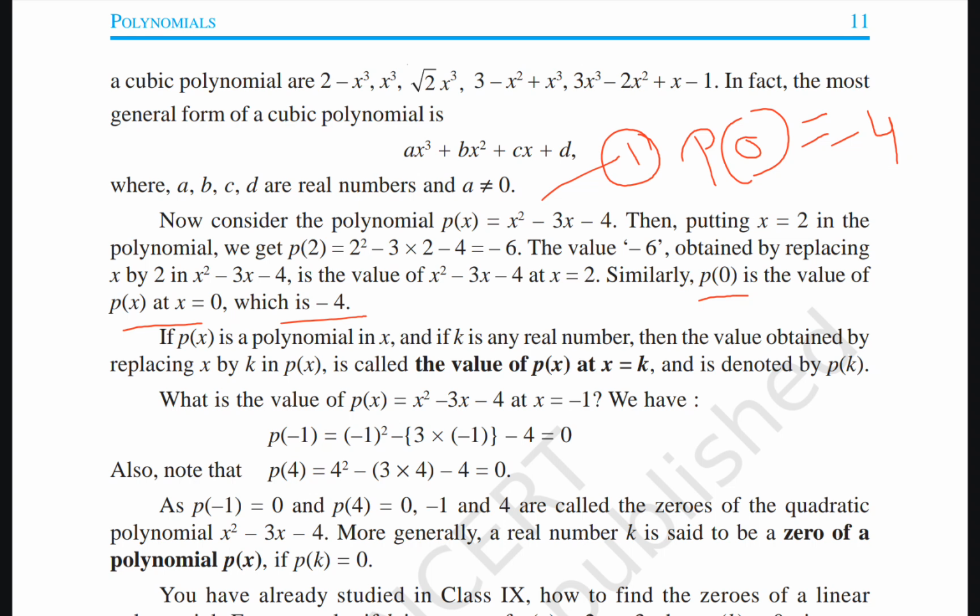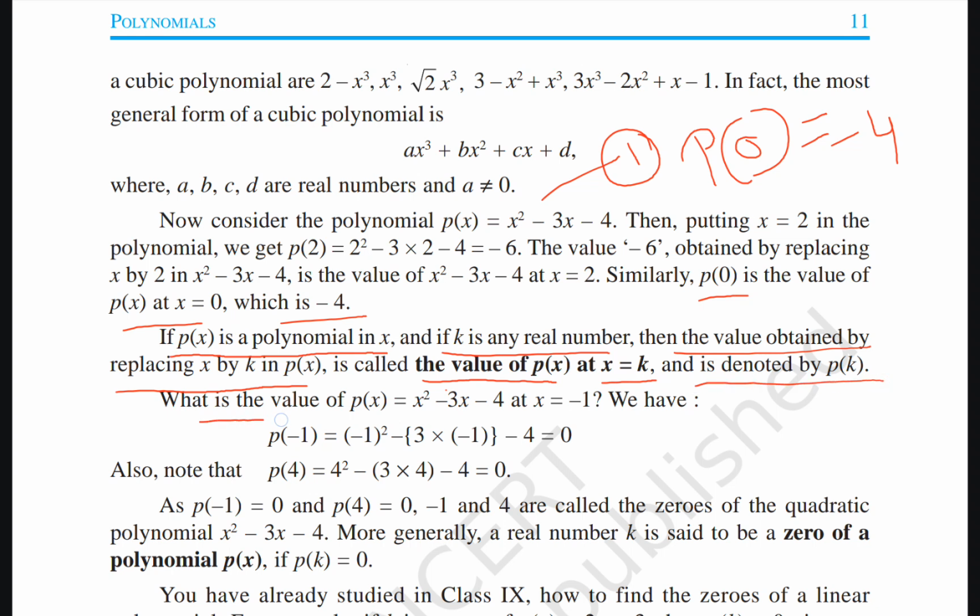So if p(x) is a polynomial in x and if k is any real number, then the value obtained by replacing x by k in p(x) is called the value of p(x) at x = k. This is a basic definition, you can learn it as it is, and it is denoted by p(k).